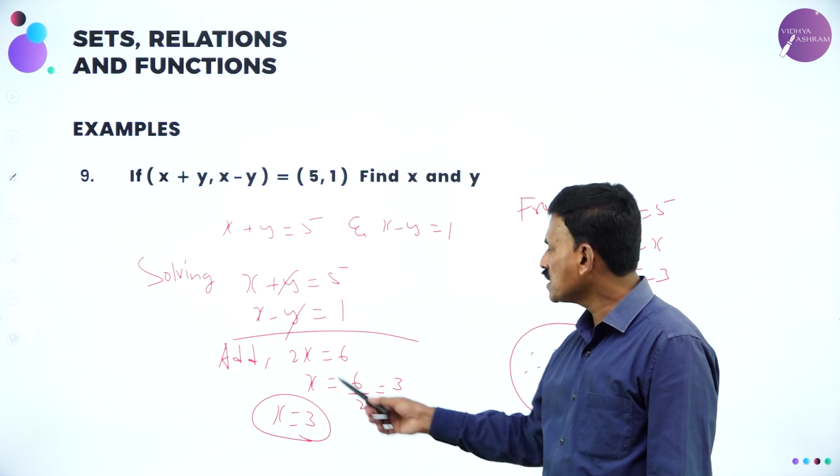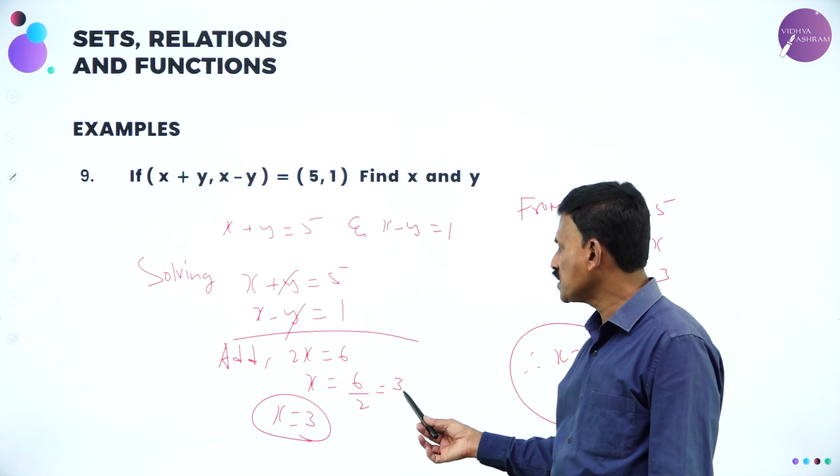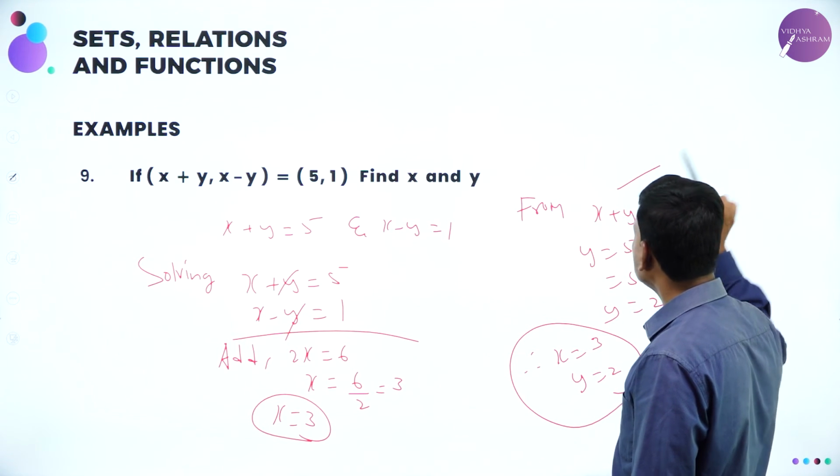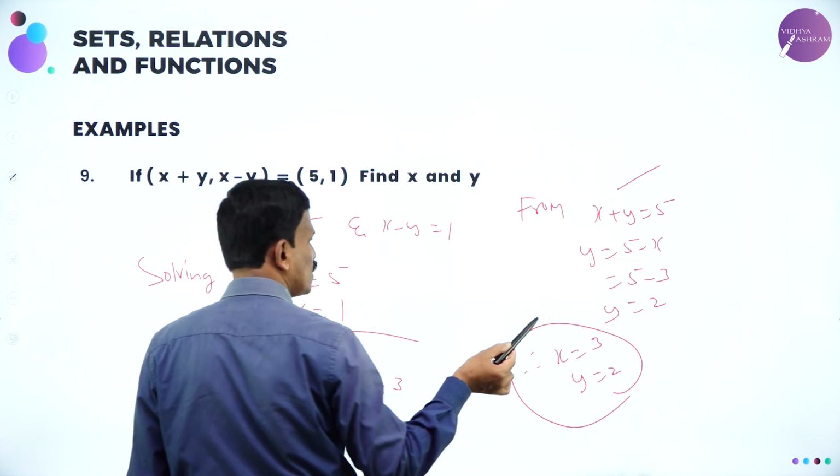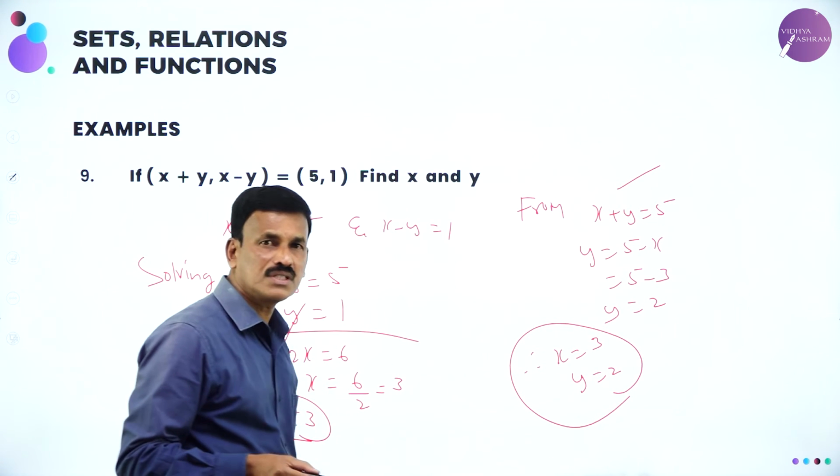If you add, x plus x is 2x, so 2x is equal to 6, and x is equal to 6 by 2, which is 3. Now substitute this value in the equation x plus y is equal to 5. y is equal to 5 minus x, 5 minus 3 is 2. So therefore x is equal to 3 and y is equal to 2.